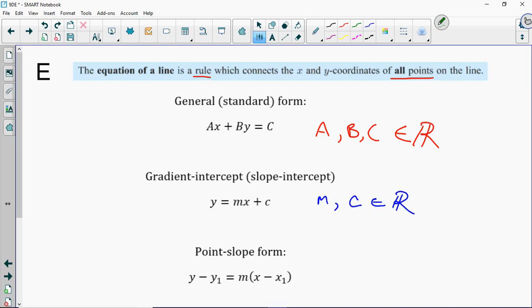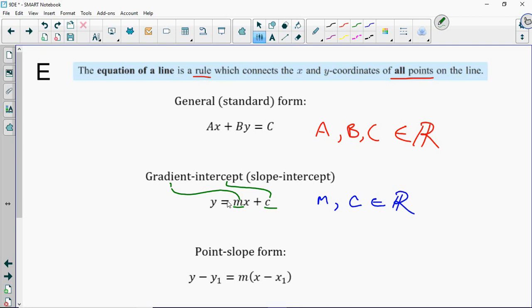Next, we have gradient intercept or slope intercept form, which is probably the one you're most familiar with, where this number m represents the gradient and this letter c represents the y-intercept. Many of you coming from an American educational background probably learned this as mx plus b. It's the same thing. Our book just uses a c instead of a b, so that's what I typed here.